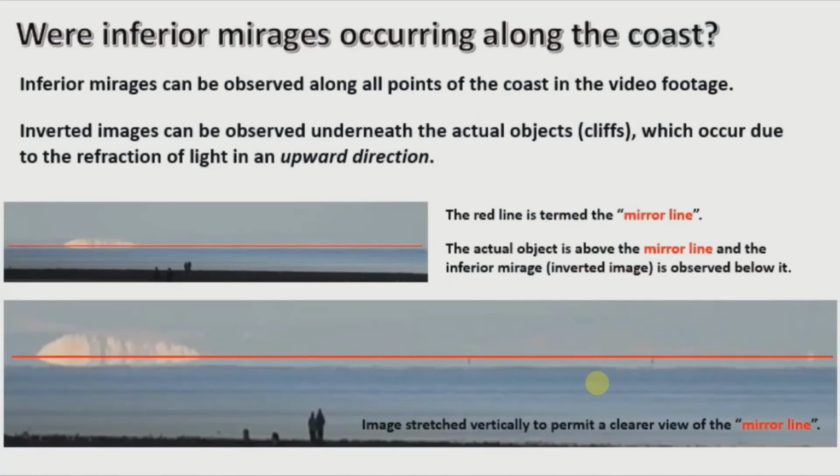Were inferior mirages occurring along the coast? Inferior mirages can be observed all along points of the coast in the video footage. Inverted images can be observed underneath the actual objects, the cliffs, which occur due to the refraction of light in an upward direction. The red line is termed the mirror line. The actual object is above the mirror line, and the inferior mirage inverted image is observed below it.